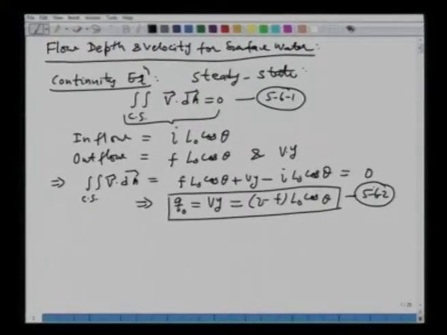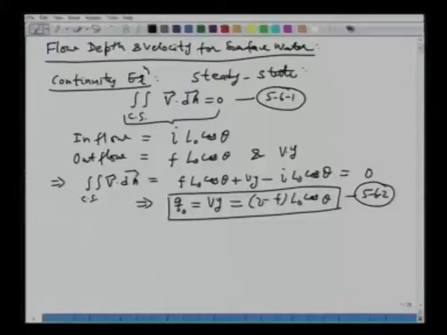This equation gives you Q0, which is the discharge intensity coming out of that sheet flow or overland flow. Again, our objective is to find V and y. This equation gives you V y, which is the multiplication of these two quantities. So, we need one more equation to calculate both V and y. So, we take help from the momentum equation. Let us look at the momentum equation.